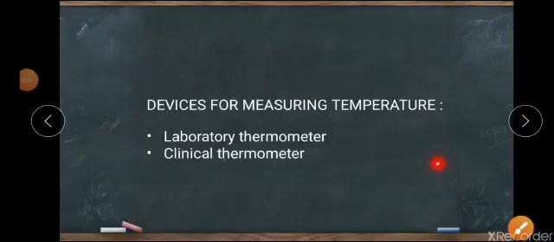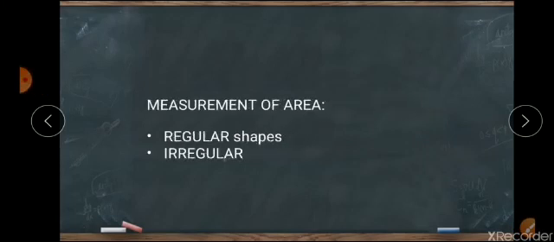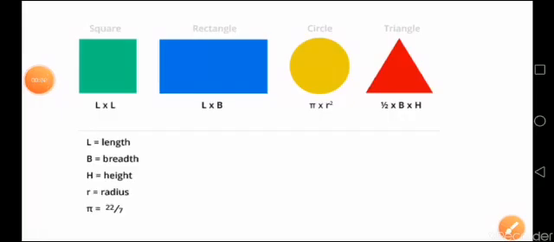So that is all about your devices for measuring temperature. Now we are moving on to the last topic of your second chapter, that is measurement of area. When you talk about the measurement of area, you have to measure the area of objects having regular shapes and also those having irregular shapes. Regular shapes are very easy because they have a definite shape, so length, breadth, everything you can measure. But for irregular shapes, you have to find some other methods. Now let's see how we are going to do this.